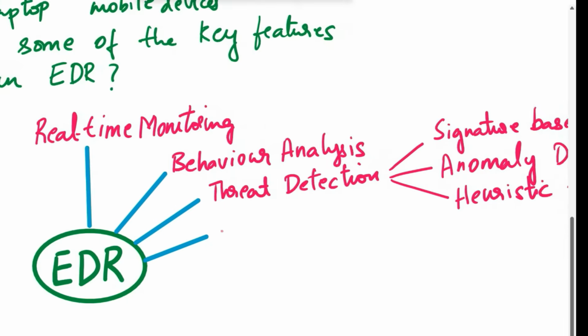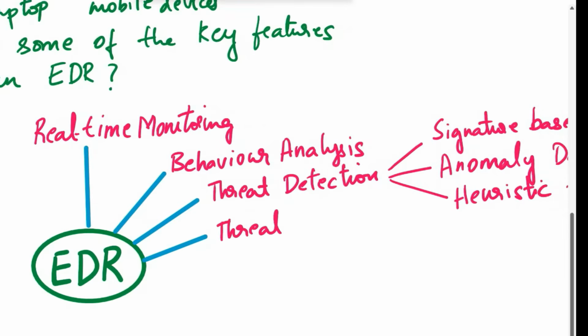Another key feature about EDR is threat hunting. Threat hunting involves proactively searching for indicators of compromise or potential vulnerabilities. Analysts use historical data and behavior analysis to uncover hidden threats that might not have triggered automated alerts.